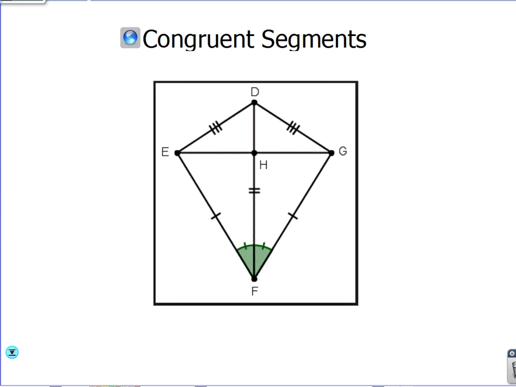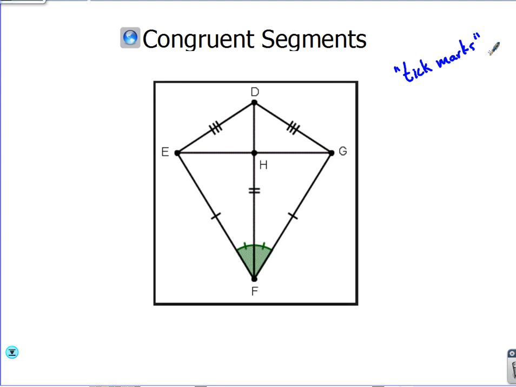Okay. Last thing we're doing today, congruent segments. Lines cannot be congruent. Lines go forever. We're not talking about congruent lines. We're talking about congruent line segments. And we'll also go ahead and knock angles out while we're at it. These are called tick marks.